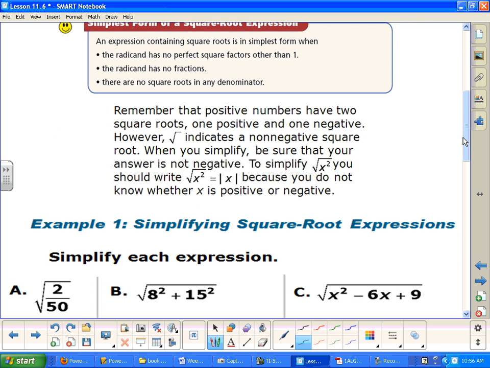Remember that positive numbers have 2 square roots, one positive and one negative. However, if you just see the radical sign, it indicates the non-negative square root. If it was to be negative, there would be a negative sign in front. The only time you put positive or negative is when you're solving an equation, and we've done those before. If we have the square root of x squared, you should write the simplification as the absolute value of x, because we don't know whether x is positive or negative. It could be either.